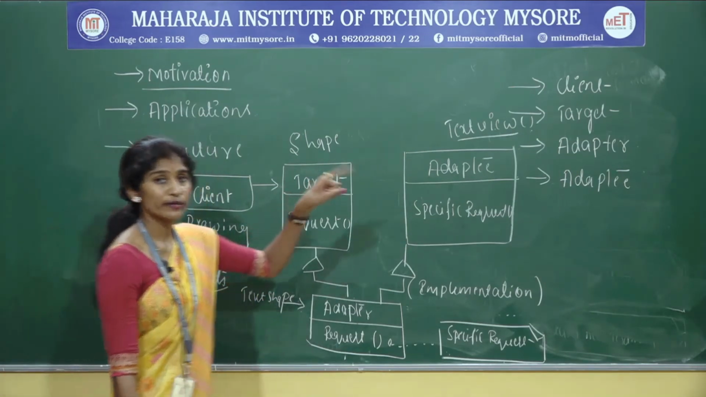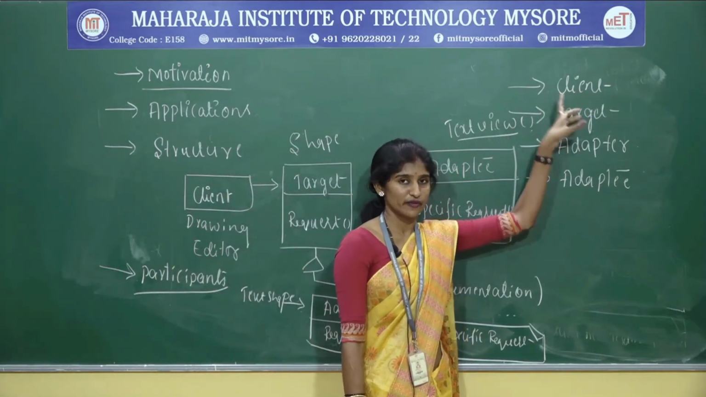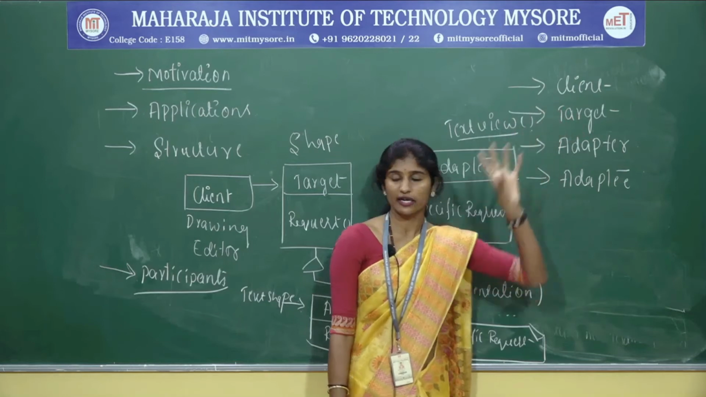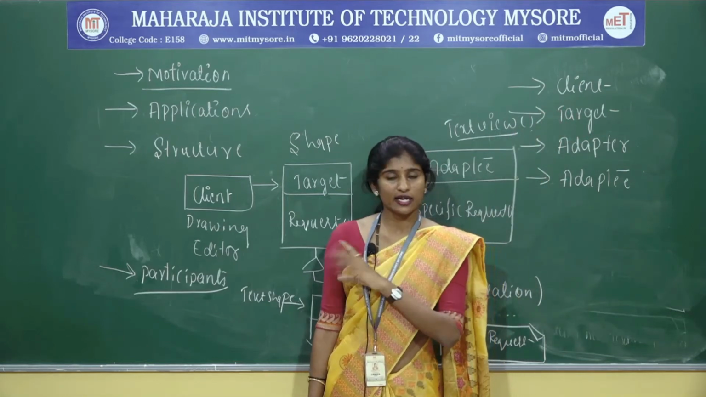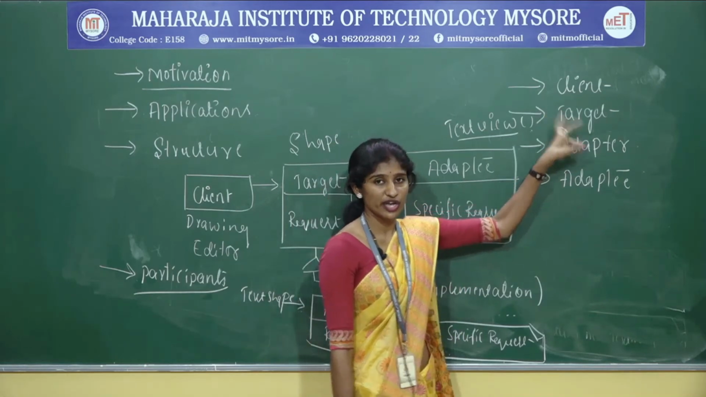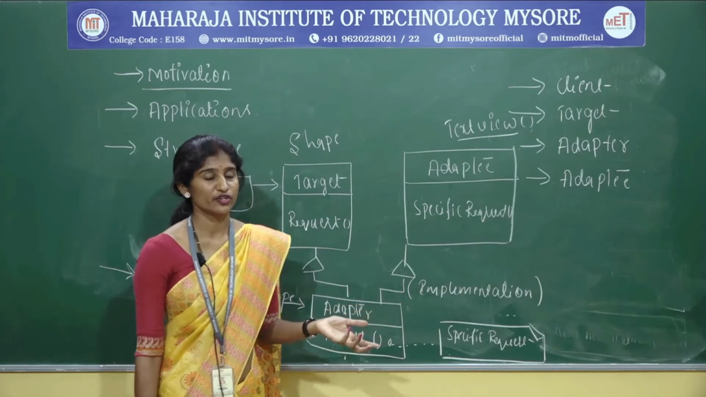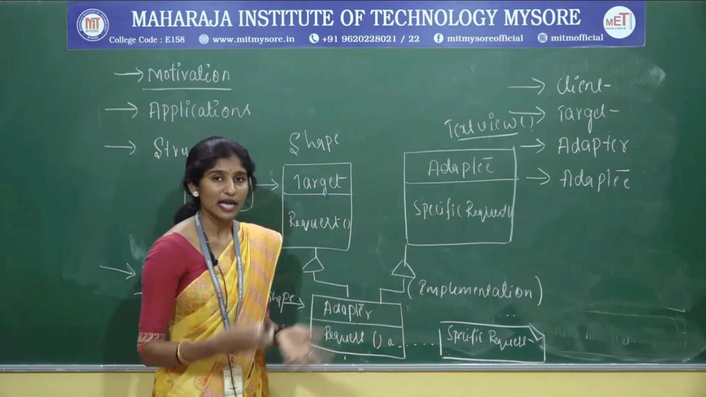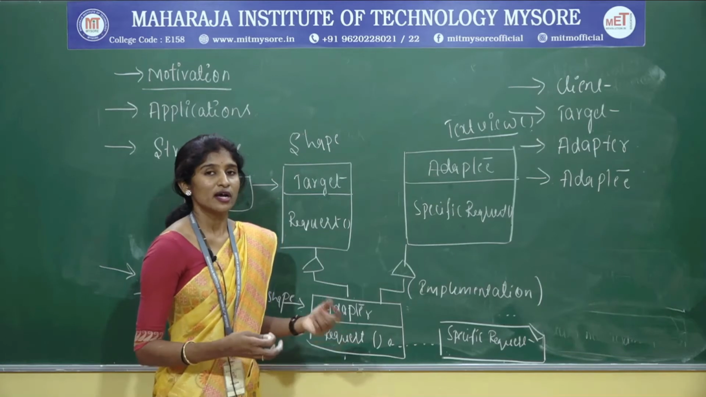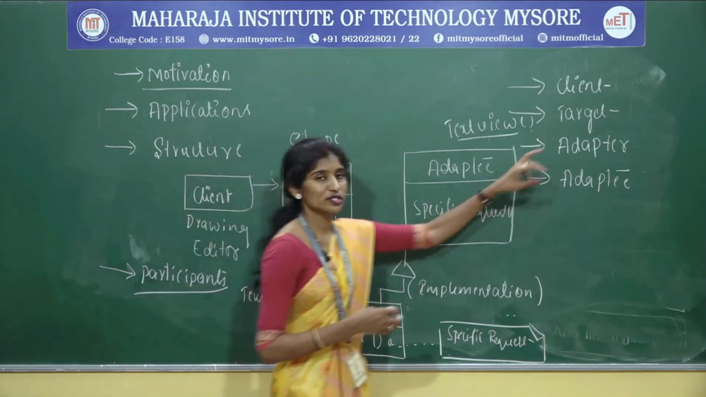For this also you need to write the description. The client is a person who is going to request the operation. So the graphic editor was the client in the example. And the target is the shape class, where we used an abstract class. So it had the definition, and under that we had subclasses. Those subclasses were deriving the features present in the shape class, right? So that was our target.